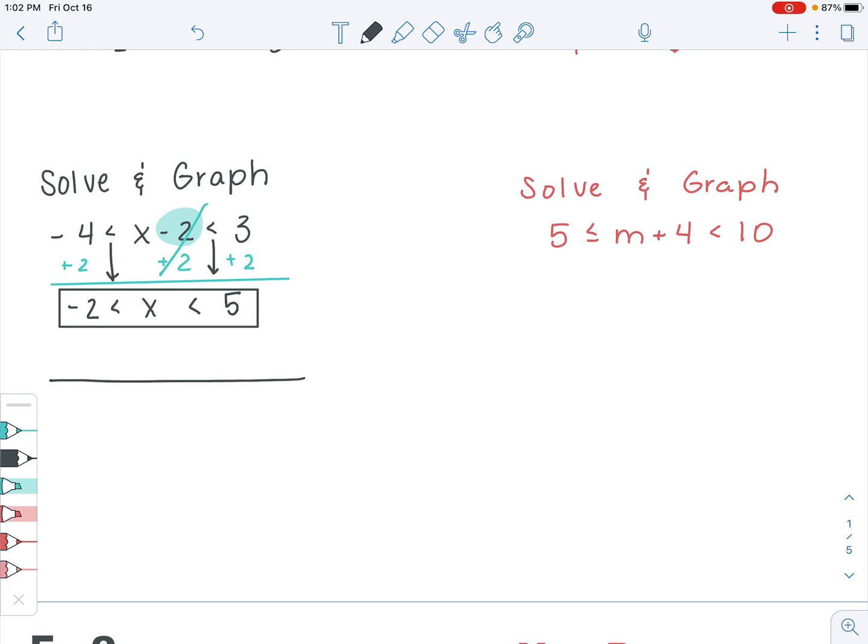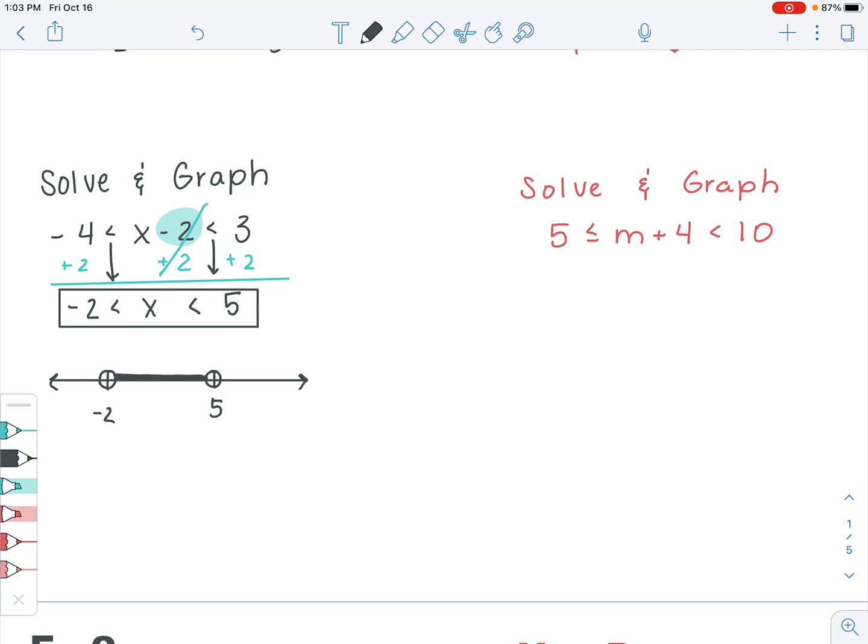So if I'm graphing that, remember I'm bringing down the -2, I'm bringing down the 5. They both get open circles because they both aren't equal to. And I want the numbers in between. I want x to be in between, so I'm shading in between.